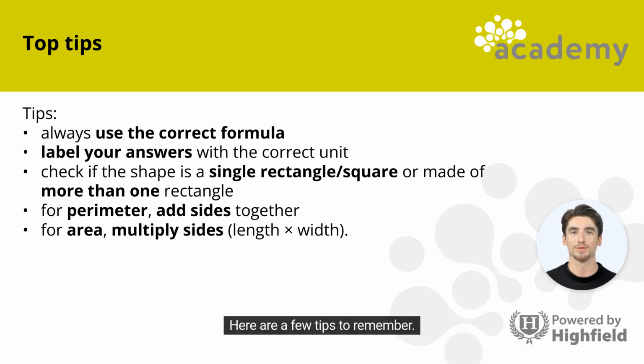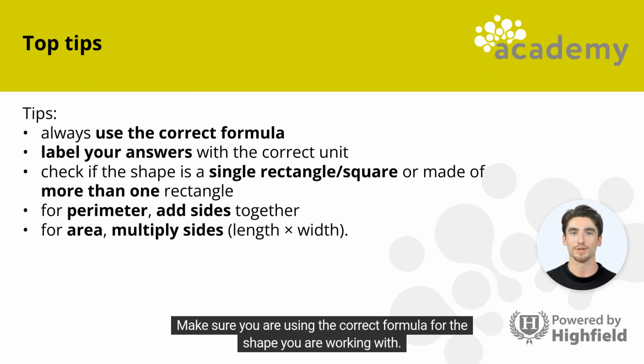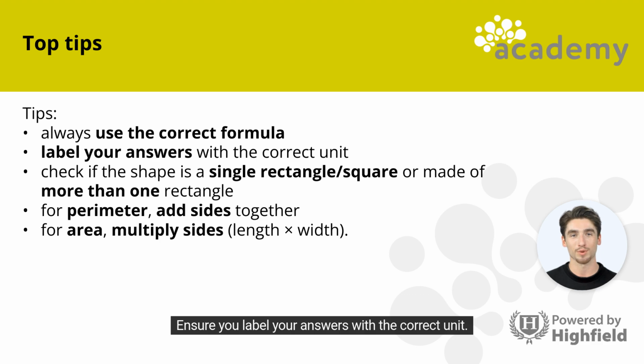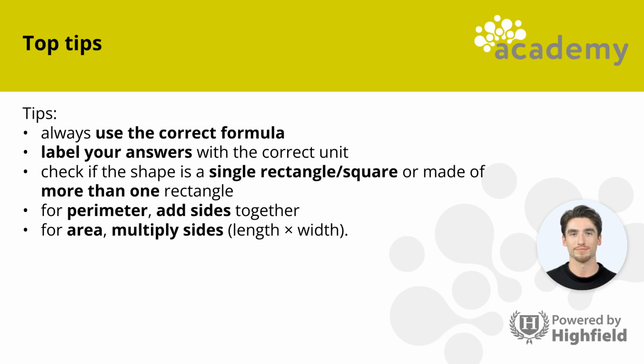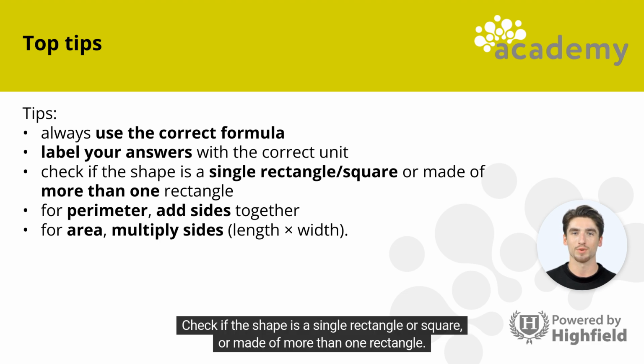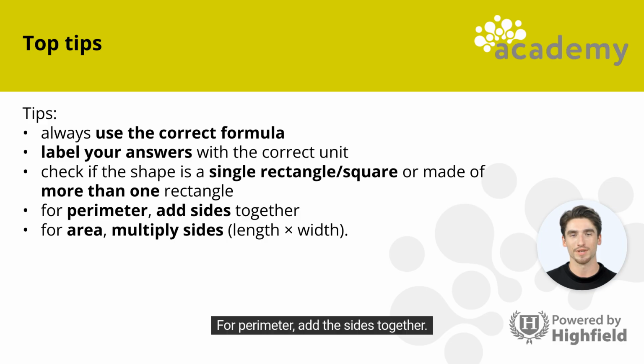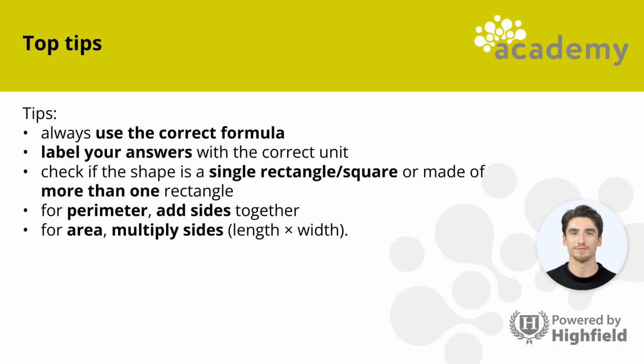Here are a few tips to remember. Make sure you are using the correct formula for the shape you are working with. Ensure you label your answers with the correct unit. Check if the shape is a single rectangle or square, or made of more than one rectangle. For perimeter, add the sides together. For area, multiply the sides.